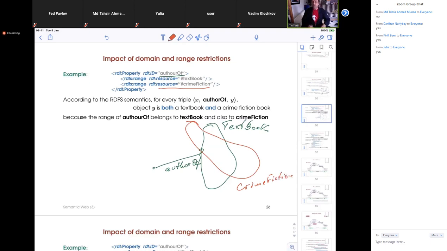Yeah, the reasoner will deduce that whenever you have an arrow like this, then the end must be in the intersection. So it's both textbook and crime fiction. Yeah, so if you specify that a property has two ranges, then the system will take the intersection. Or with 3, the intersection of all 3. There is another example, but it's not that important.